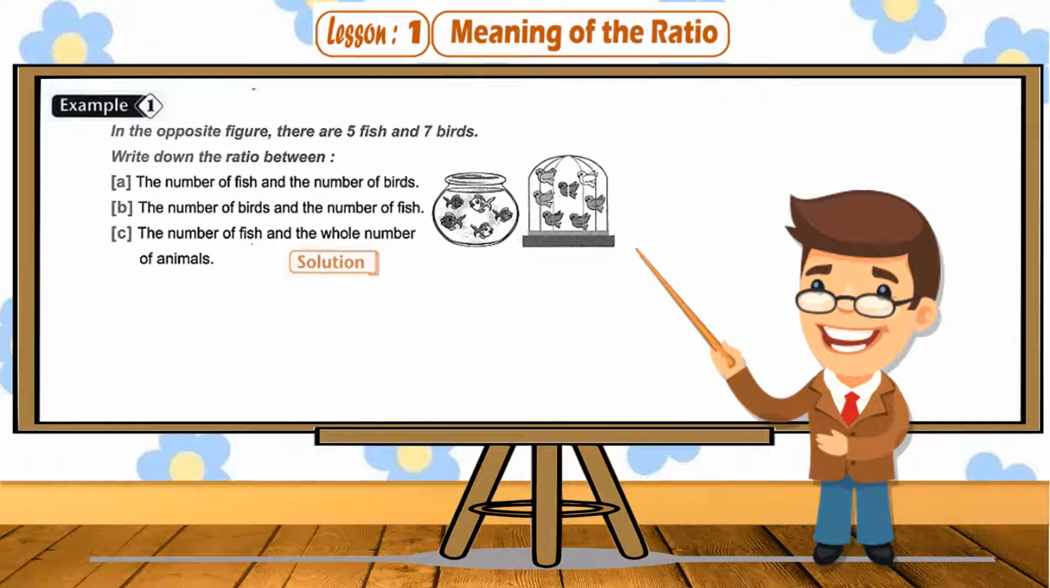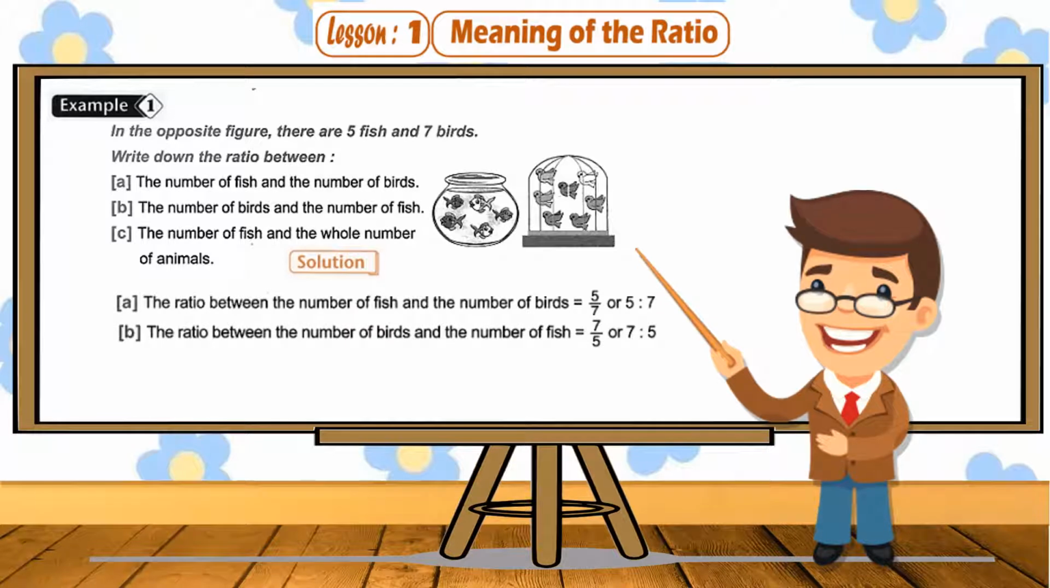Let's see the solution. Letter A, the ratio between the number of fish, what is the number of fish? It is 5, and the number of birds 7. So the ratio will be 5/7 or 5 to 7. 5 is the number of fish and 7 is the number of birds.